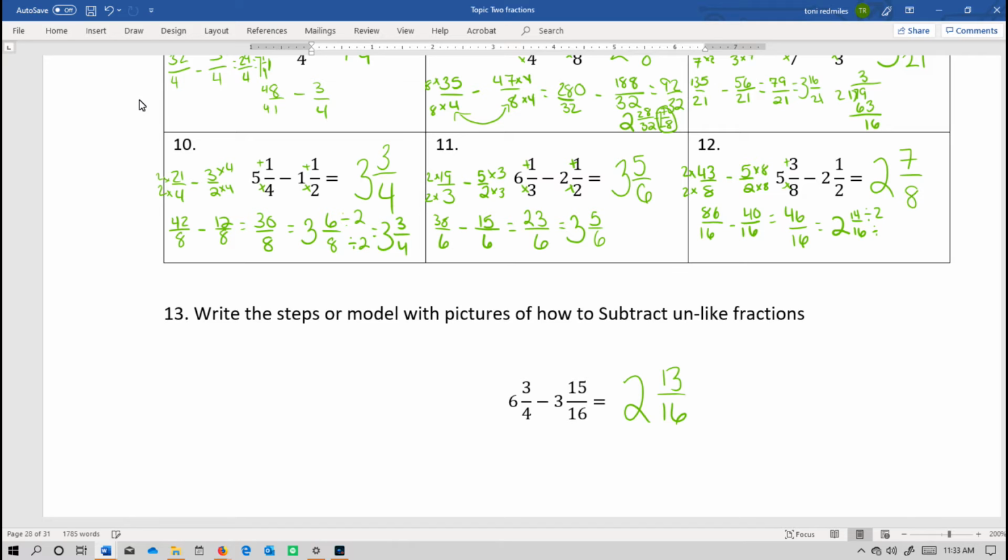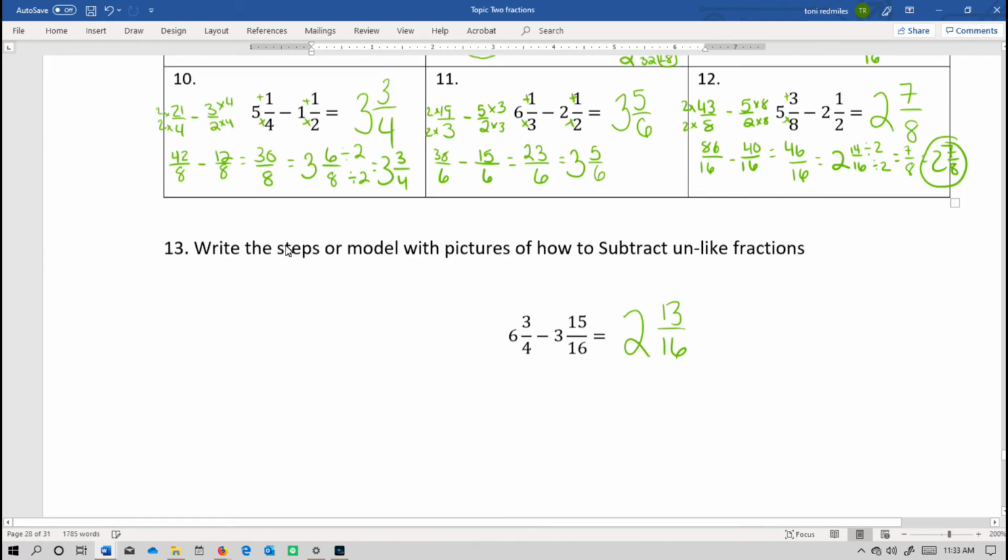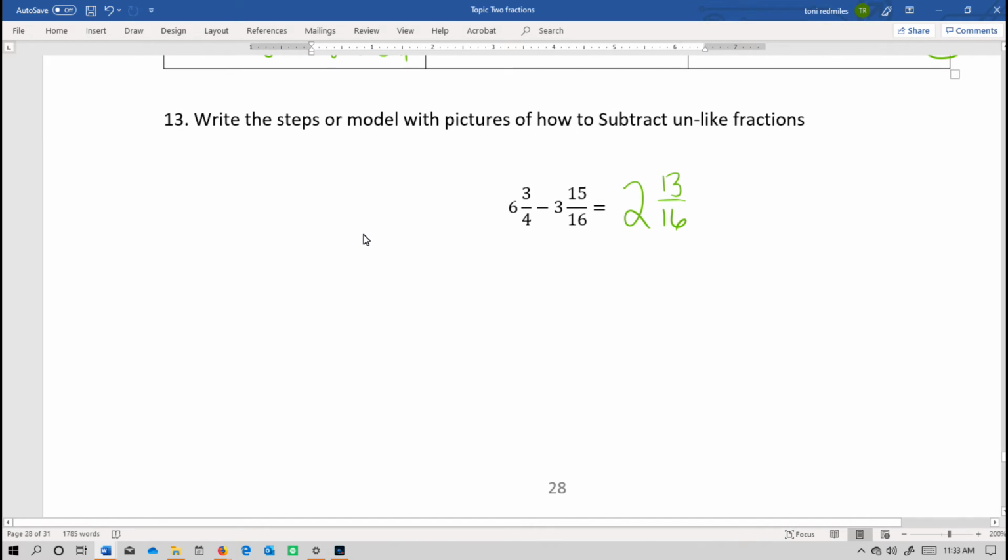I can reduce this by 2. I know that because they're even. If they're even, they have to be a multiple of 2. All right, which gives me 14 over 8, and the full answer is 2 7/8. All right, so by now we should be able to do these problems.